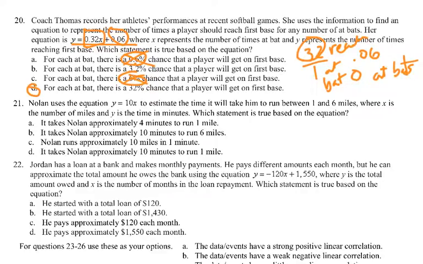Okay, number 21 is very similar to number 19. So we've got y equals 10x. So remember, the 10 stood for minutes. So in 10 minutes, he can go 1 mile. Okay, so that would be D, right?